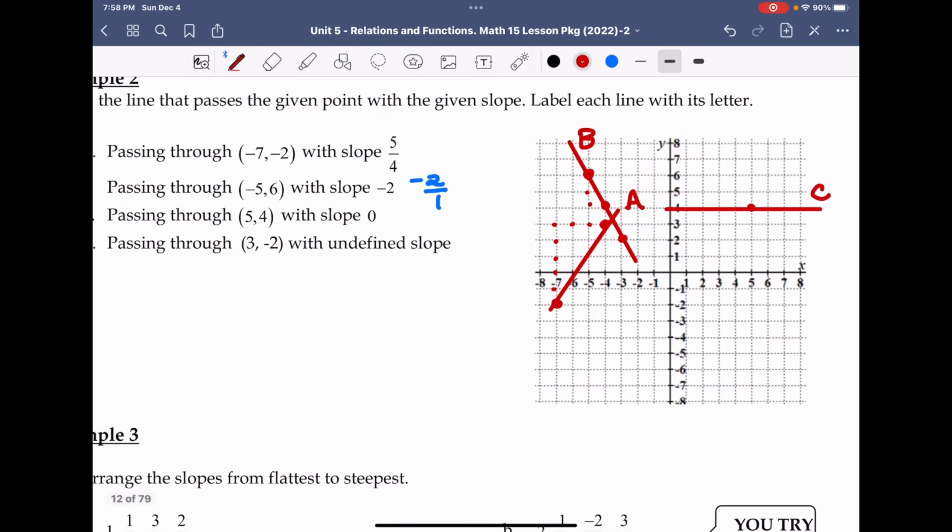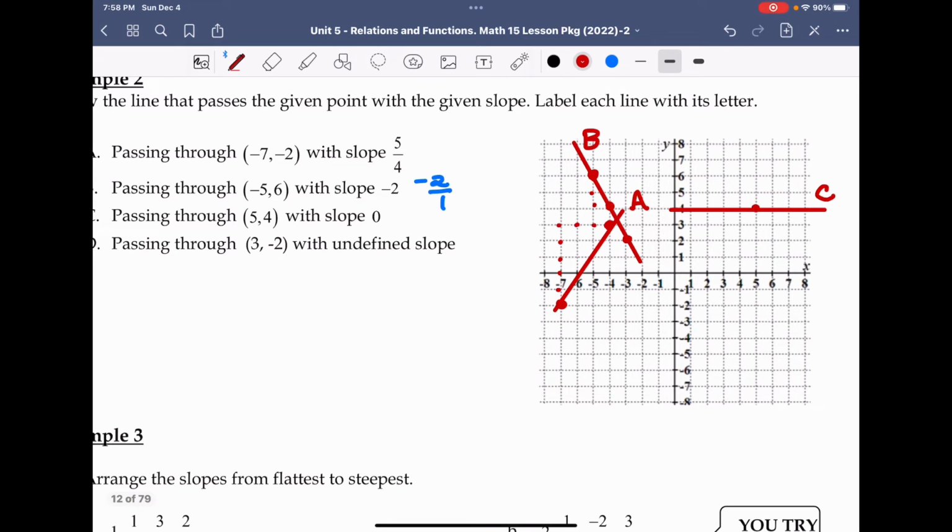And then finally, passing through point 3, negative 2. Well, 3 and negative 2 is here, and if it has an undefined slope, what was the characteristic of an undefined slope? It means that it is a vertical line. So right at this point, we can just draw a vertical line up, and we can call this graph D.